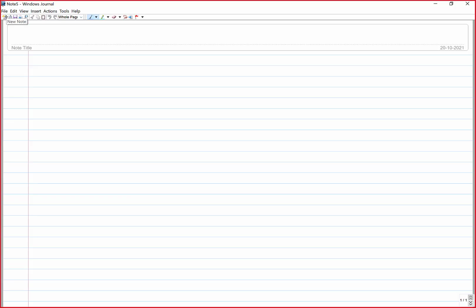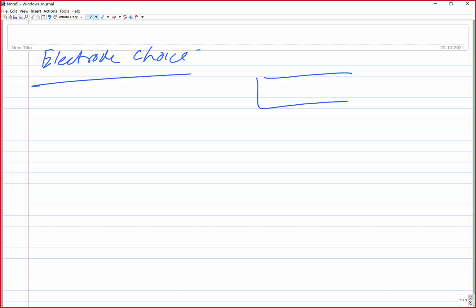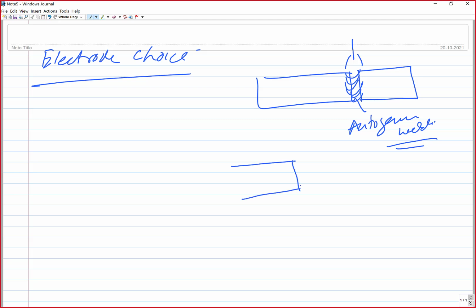So how do we choose the electrodes? This is an important aspect. Let me tell you, I have probably talked about it earlier as well. These are the two components to be joined. One simplest way is to apply the heat source and melt them together. In this case, we don't supply anything from outside, and we don't feed anything, so it is an autogenous weld.